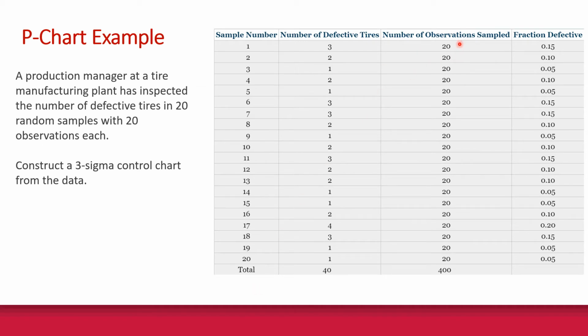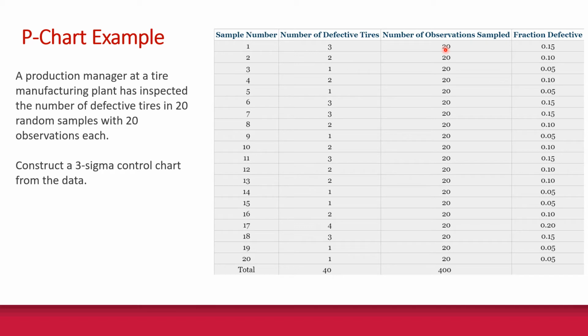Now this doesn't necessarily have to be the same. We could have done 24 samples over a 24-hour period, every hour, and pulled off 10 tires. So don't think that the sample number and the number of observations per sample have to be the same, because they don't.